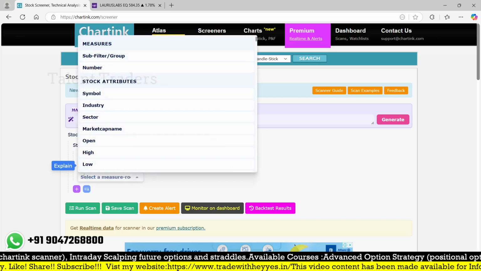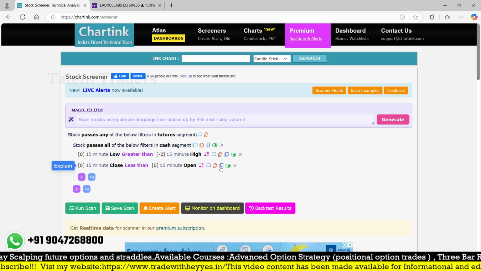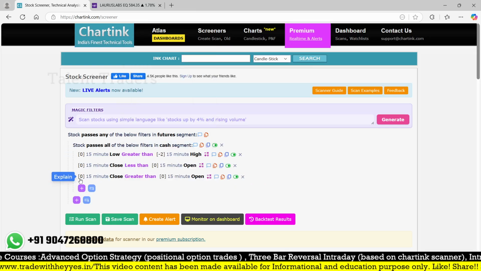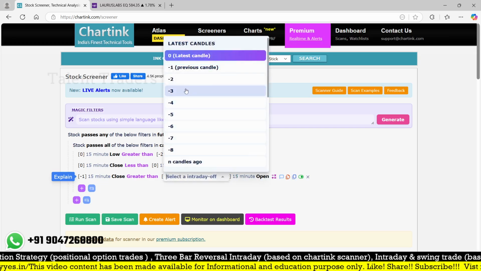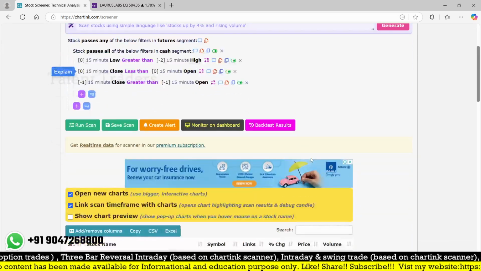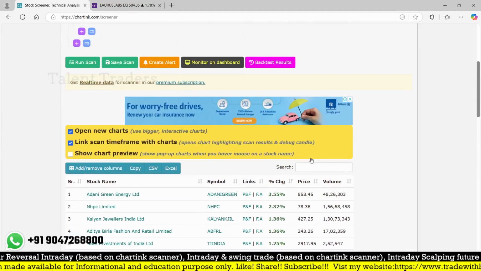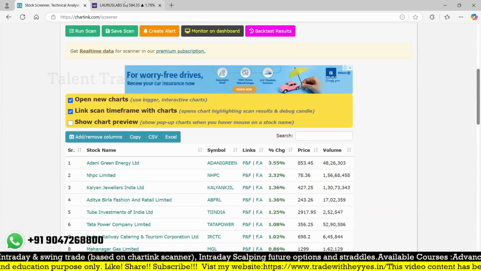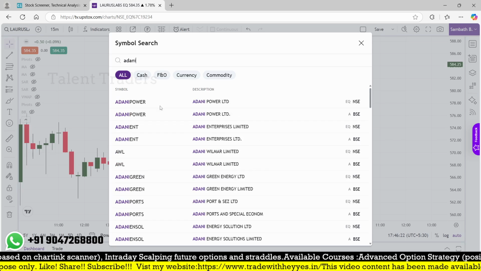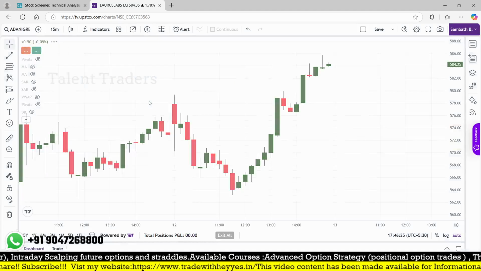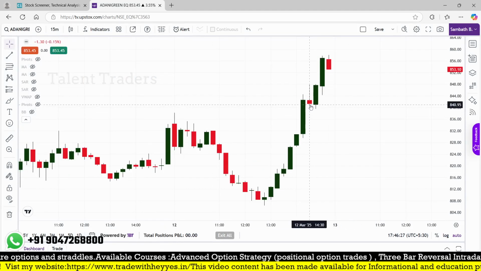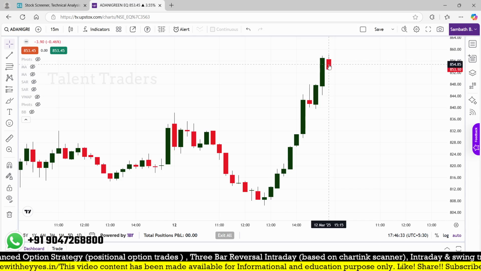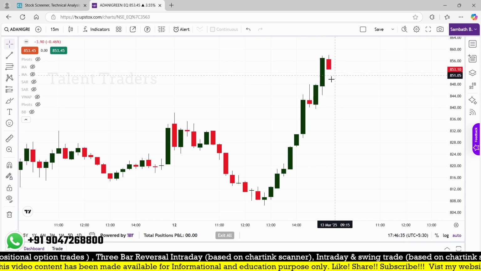One more condition you can add. Let me add the same: copy this here, greater than the -1 candle. If you add this, we have a very few number of stocks. Let me check what stocks are forming such a pattern. Yes, this is what is happening: the last candle and the previous one, and there is a gap between them.